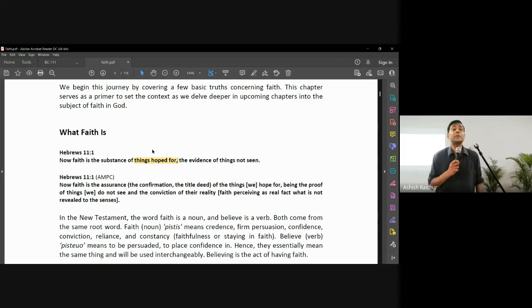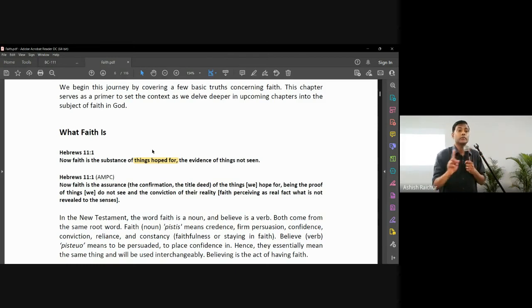A sick person, before the sick person can have faith for healing, the sick person needs to hope for healing. That means they must desire to be well. If they don't want to be well, you can't have faith. If the person says, it's okay, leave me alone, I just want to die, then it's difficult for that person to have faith to be healed. Because you first have to hope to be healed or desire to be healed. Faith is the substance of things hoped for.